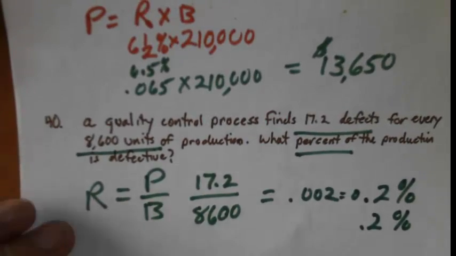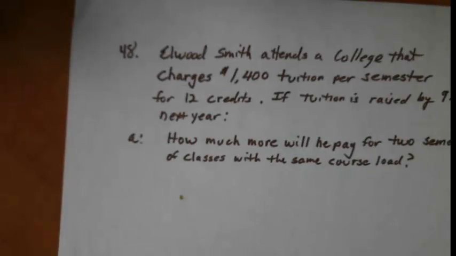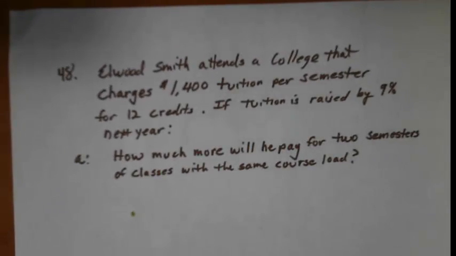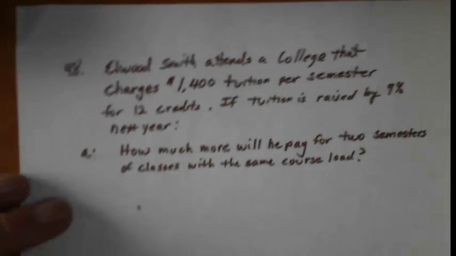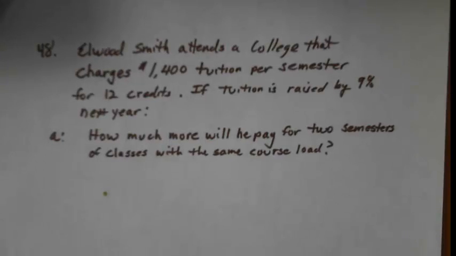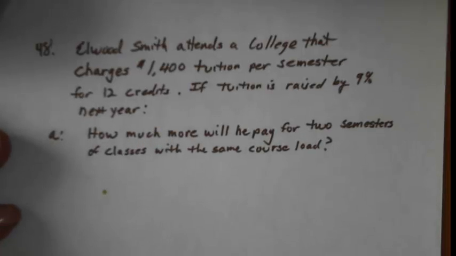Okay, let's take a look at one more. I like this one because it's kind of a real world for college students. It says Elwood attends a college that charges $1,400 tuition per semester for 12 credits. Tuition is raised by 9% next year. How much will he pay for 2 semesters if he's taking the same course load?